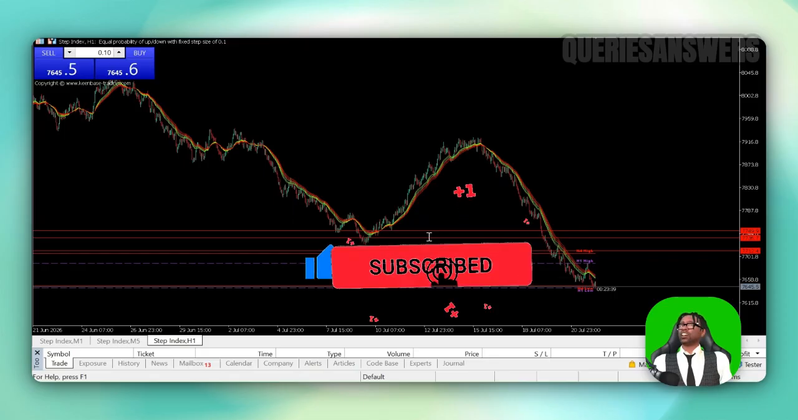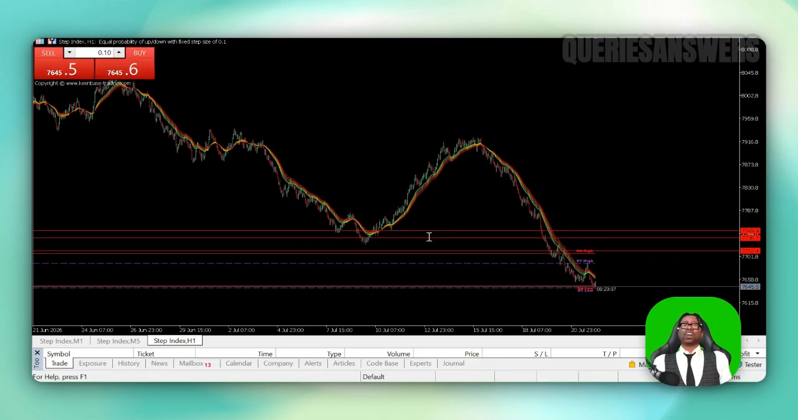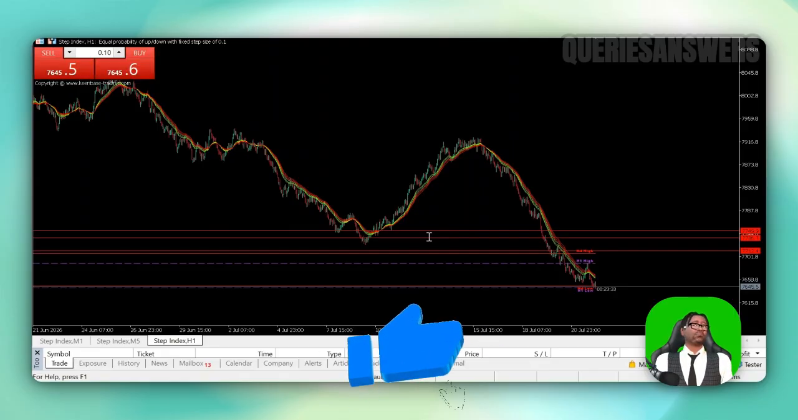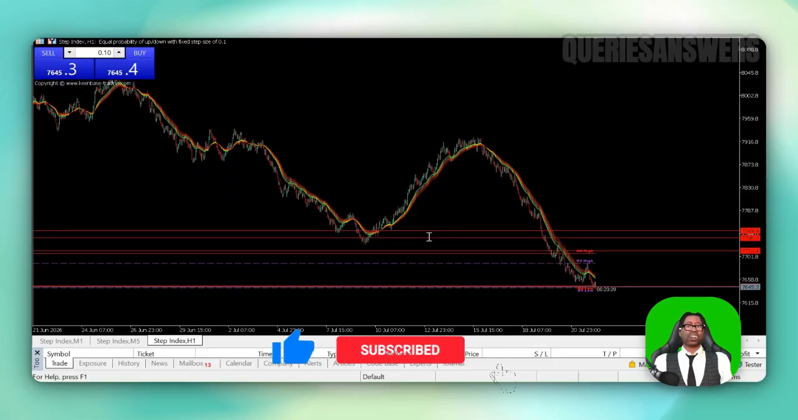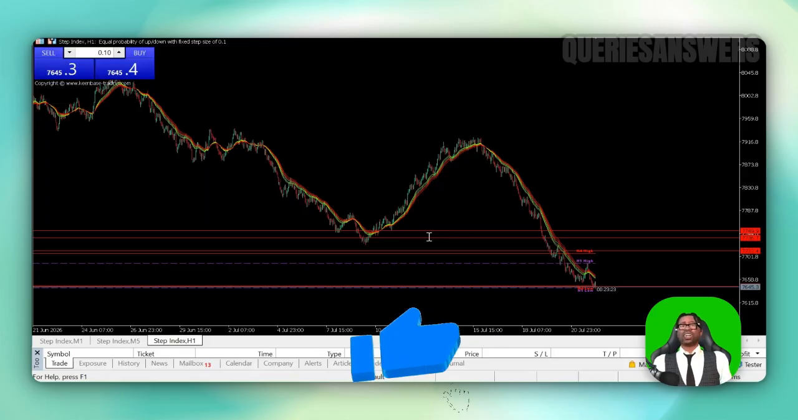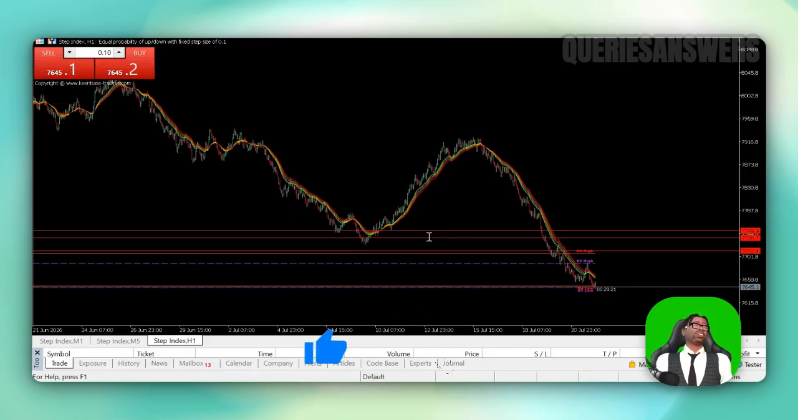They can be easy for a beginner, they can be easy for an intermediate trader, they can be easier for an advanced trader. So again, as you can see on my screen, I've got the step index. I think it's the easiest synthetic index for a beginner to trade.